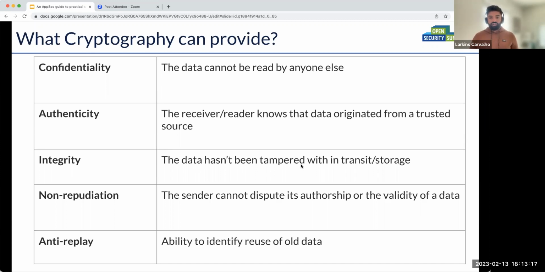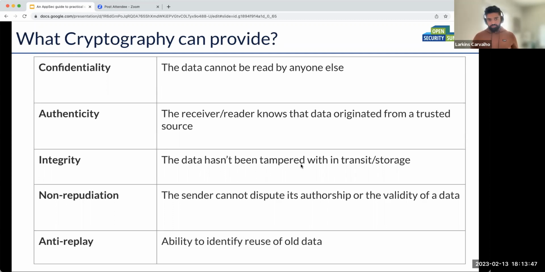Non-repudiation. Non-repudiation is another property where I cannot say the data was not sent or signed by me. It should be clearly evident that the data is coming from me if I'm sending it to you. Anti-replay is another property of cryptography. It provides us a way to identify the reuse of old data. So it comes with the freshness of new data being sent.